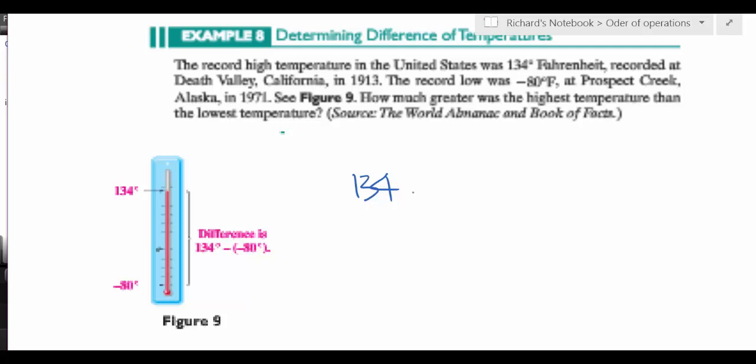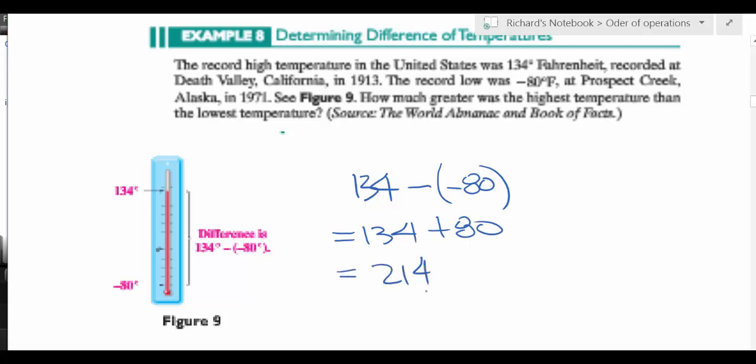degrees Fahrenheit. 134 degrees Fahrenheit minus, because you're trying to find the difference, the lowest temperature, which is minus 80. Well, you've got a double negative here. So this is the same as 134 plus 80. That's 214. Let's put the unit in Fahrenheit. 214 degrees Fahrenheit. It's the difference between the coldest and the hottest temperatures recorded in the United States.